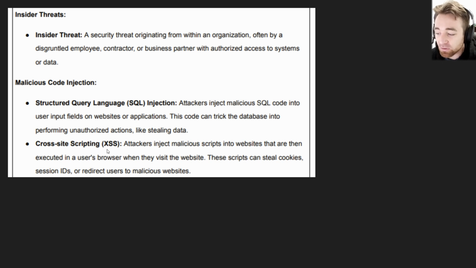Now that's different to cross-site scripting, or XSS. Cross-site scripting is when attackers inject malicious scripts into websites that are then executed in a user's browser when they visit the website. So that's the key distinction. SQL injection is interacting with the database. Cross-site scripting is interacting with the user's browser. That distinction alone should be enough to help you differentiate between those two for your exam. So just make sure that's the thing you focus on. Other than that, cross-site scripting, so the scripts activate when another user visits the website, it activates in their browser. These scripts can steal cookies, session IDs, or redirect users to malicious websites.